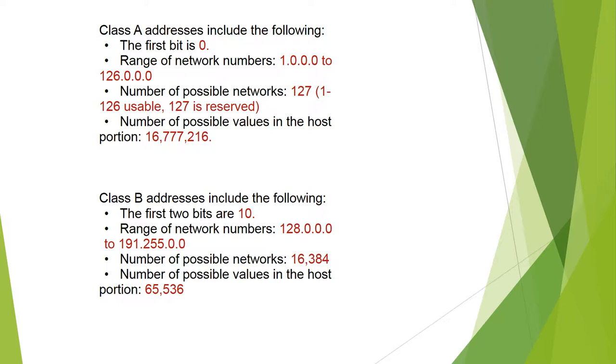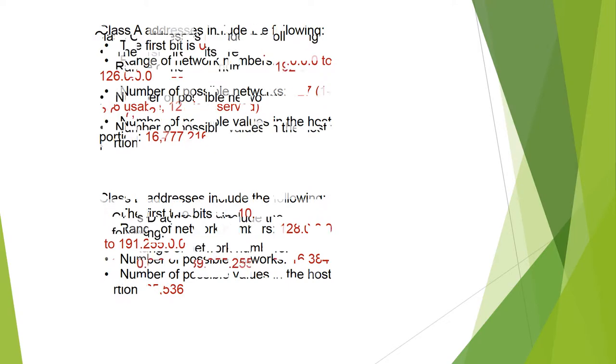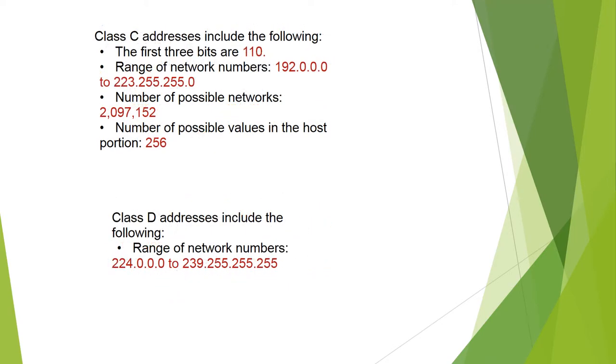The first 2 bits are 10, and the range of network numbers is 128.0.0.0 to 191.255.0.0. The number of possible networks is 16,384, and the number of possible values in the host portion is 65,536. Class C addresses include the following.